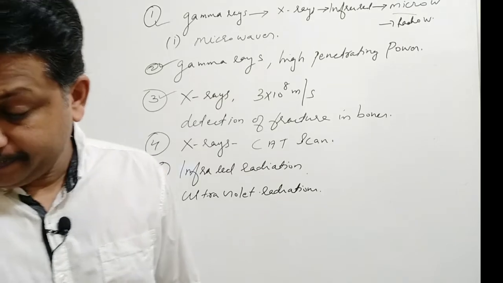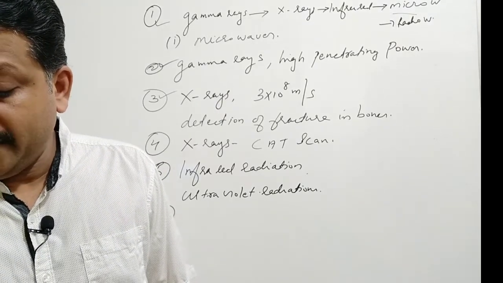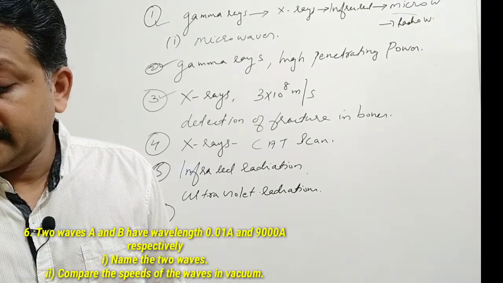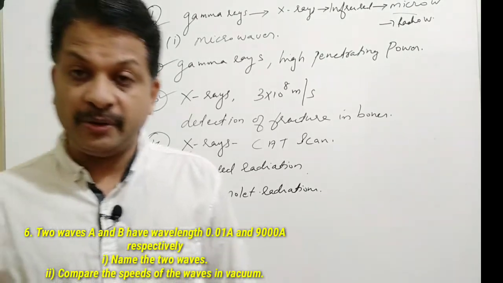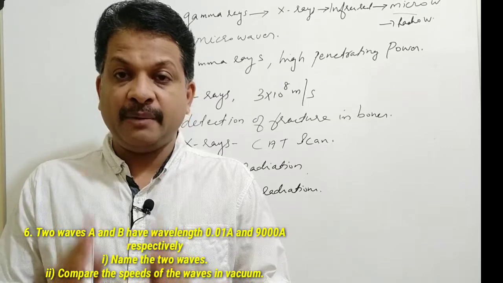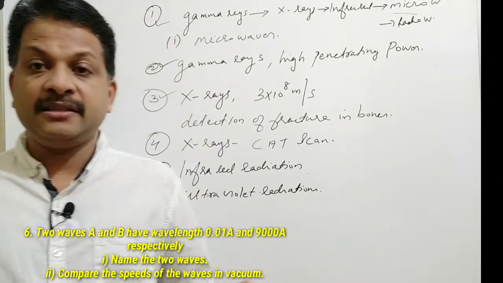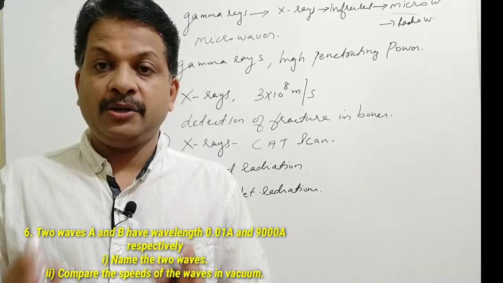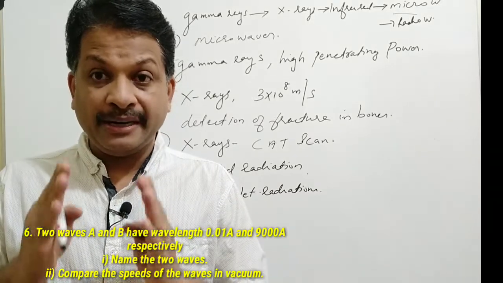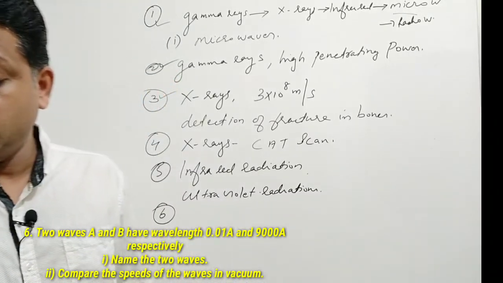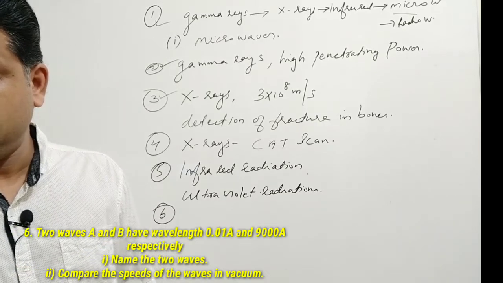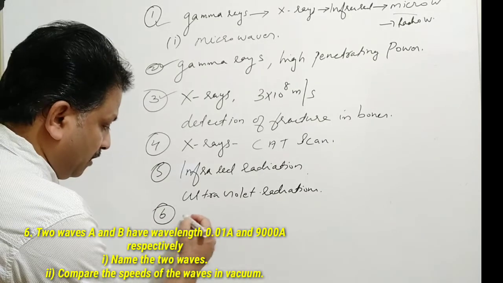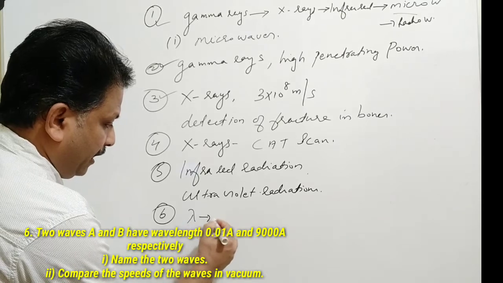What is given there? Two waves A and B have the wavelength 0.01 angstrom unit and 9000 angstrom units. This type of question, please keep it in mind. The wavelength ranges or the frequency ranges are given. You are supposed to remember or name the waves. Name the two waves.